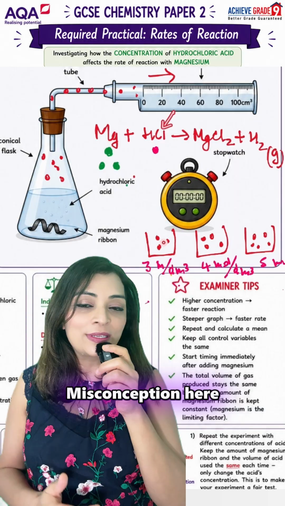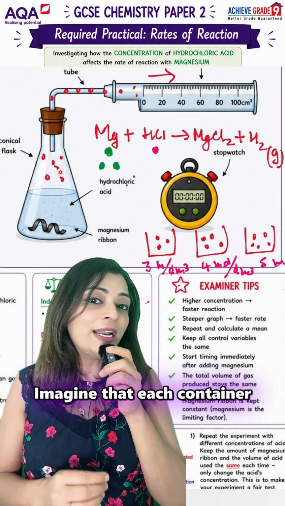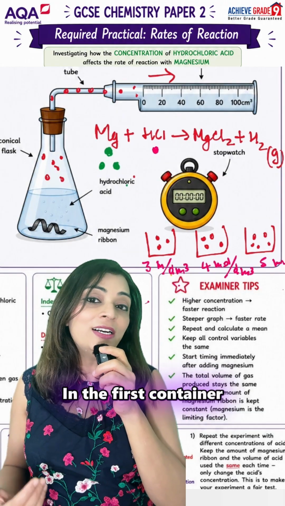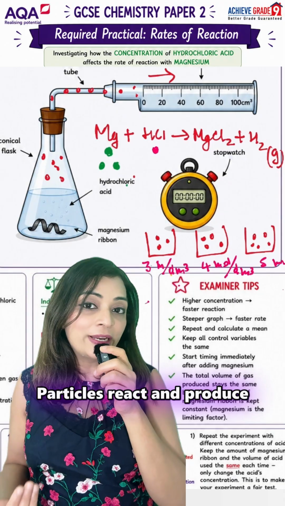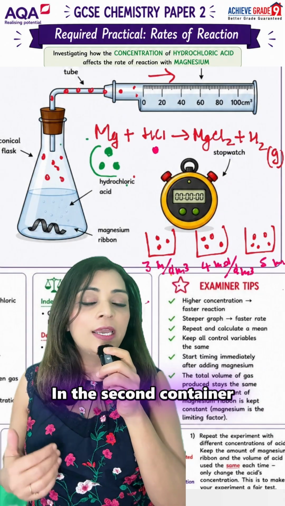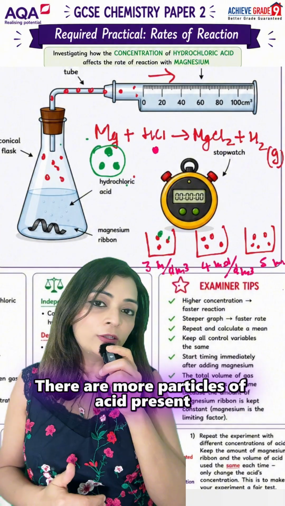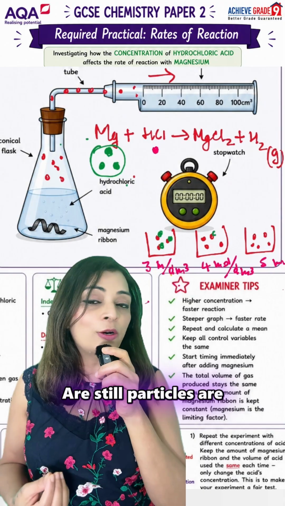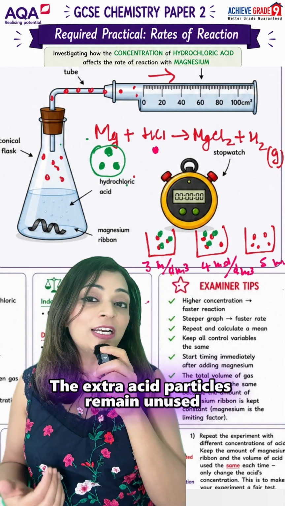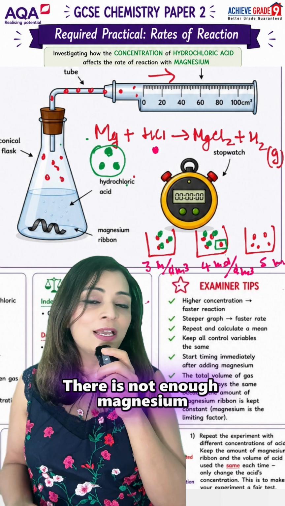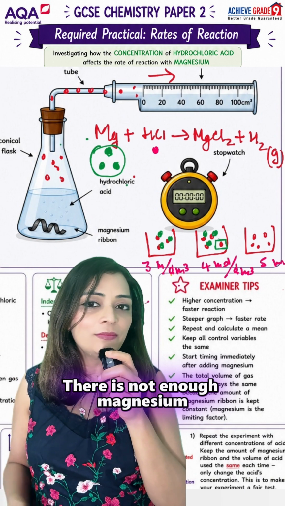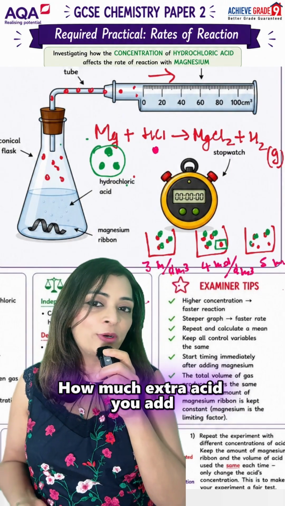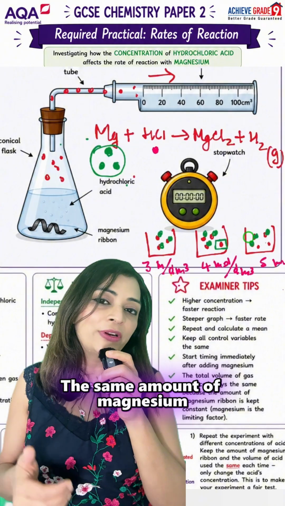Many students have a misconception here, so please pay close attention. Imagine that each container contained only 3 particles of magnesium. In the first container, those 3 magnesium particles react and produce a certain amount of hydrogen gas. In the second container, although there are more particles of acid present, the same 3 magnesium particles are only available to react. The extra acid particles remain unused because there is not enough magnesium. Exactly the same thing happens in the third container. No matter how much extra acid you add, the same amount of magnesium reacts each time.